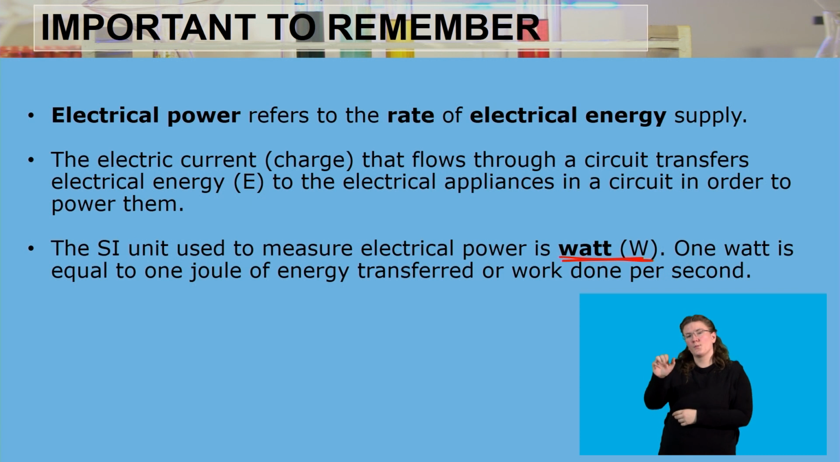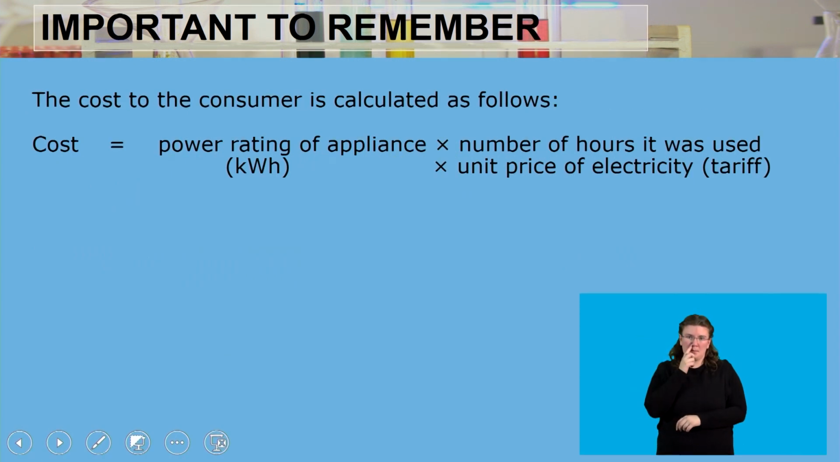We also need to know that the SI unit used to measure electrical power is watt. But when we are calculating, remember, we need to convert that watt into kilowatt. We need to remember that 1 watt is equal to 1 joule of energy transferred or work done per second.